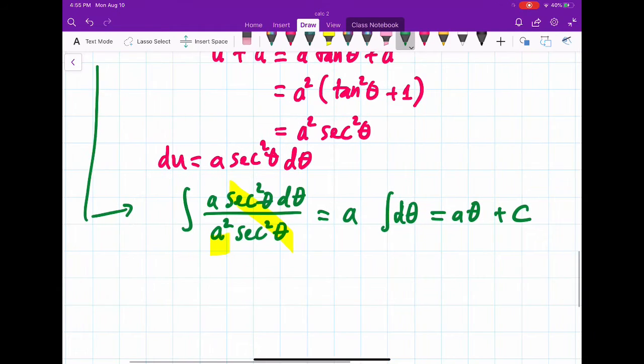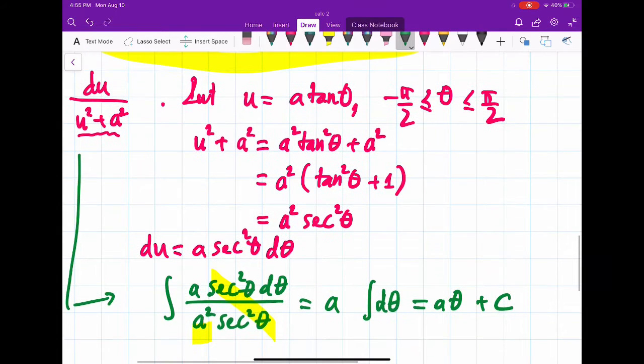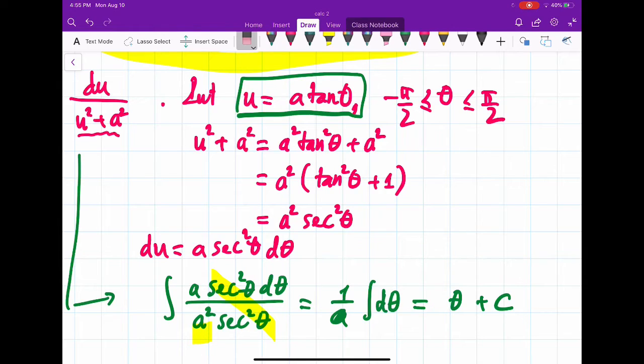So we need to find theta, right? From where? From the substitution. Oh no, I think I made a mistake here. Here should not be a, it should be 1 over a, right? Because you simplify just 1 over a. And here also 1 over a.